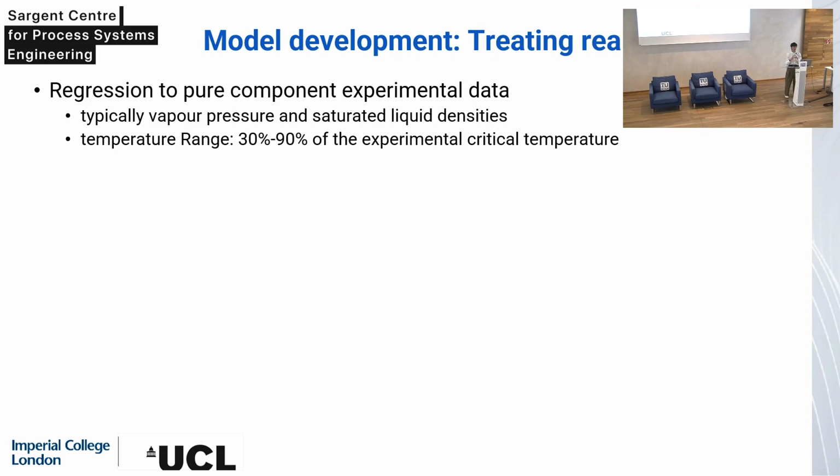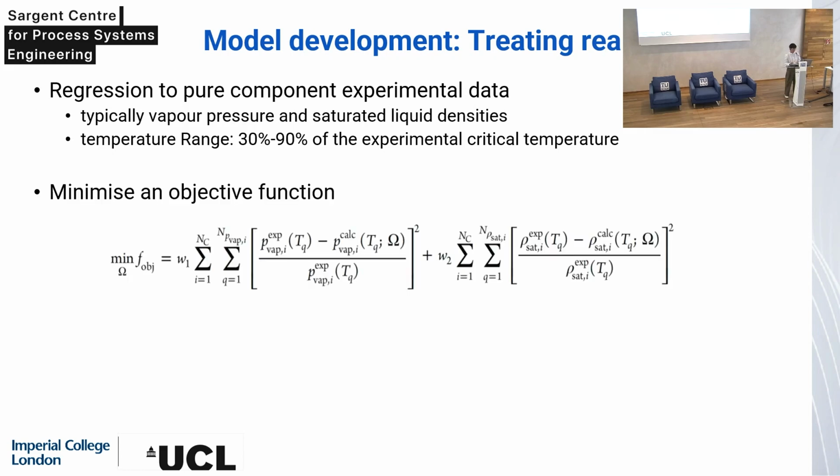We need to decide how many segments form the chain, what is the size of each of these segments, as for example the diameter sigma, and what is the degree of repulsion and attraction. And this is always done by comparison to experimental data. We typically use vapor pressure and saturated liquid density. This is a matter of choice, but in our area, this is usually the way it's done. And again, we can discuss. And we fix a temperature range from 30 to 90% of the critical point.